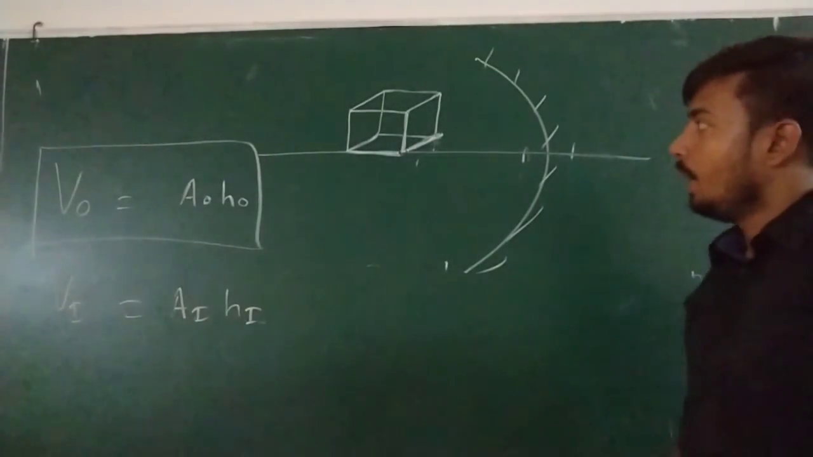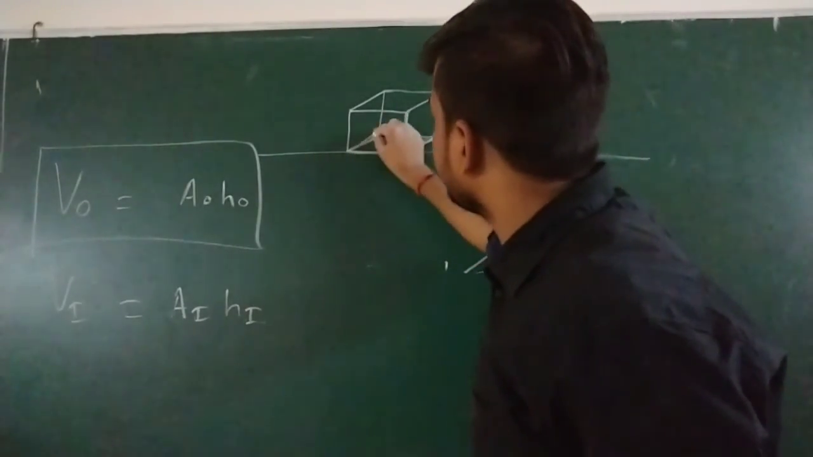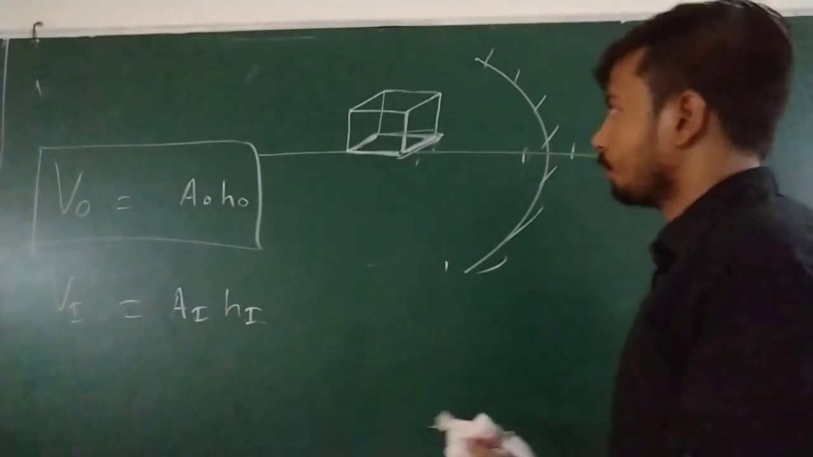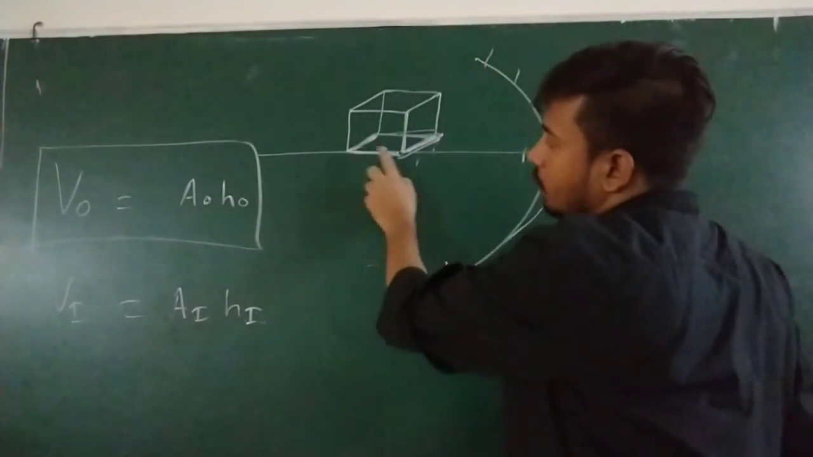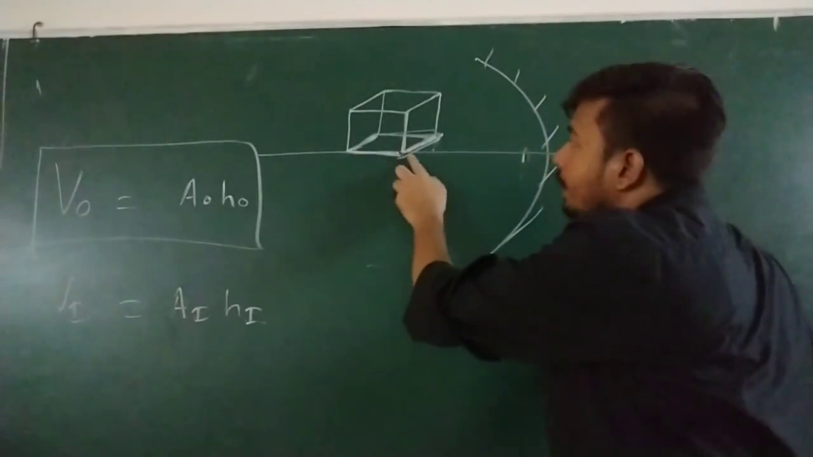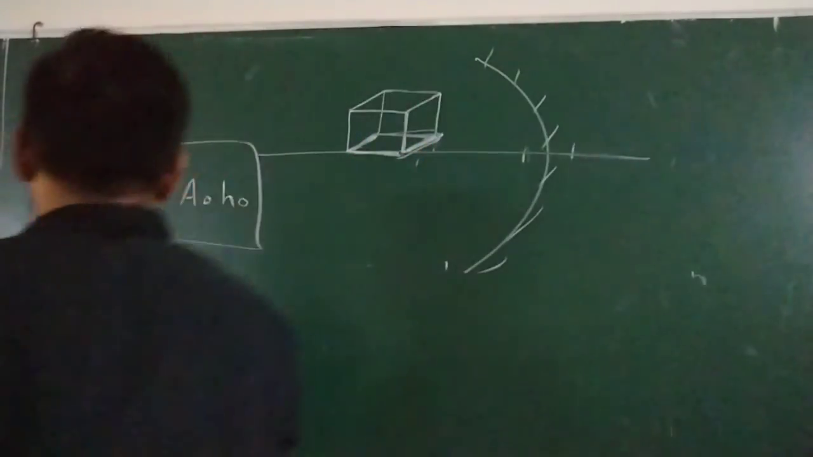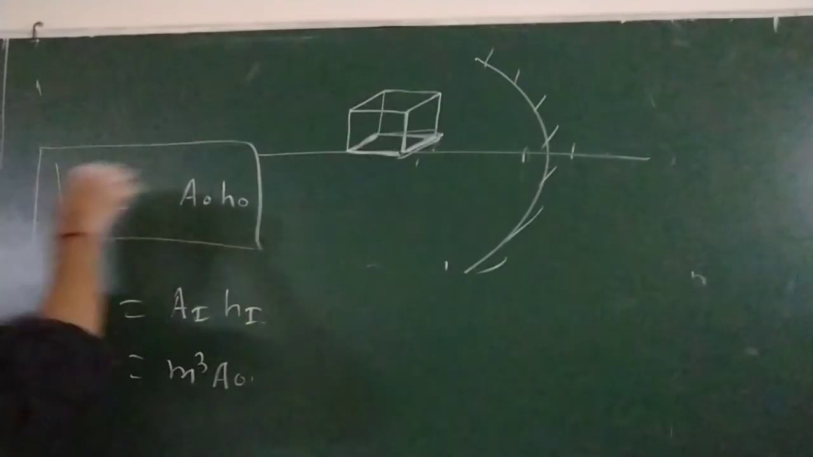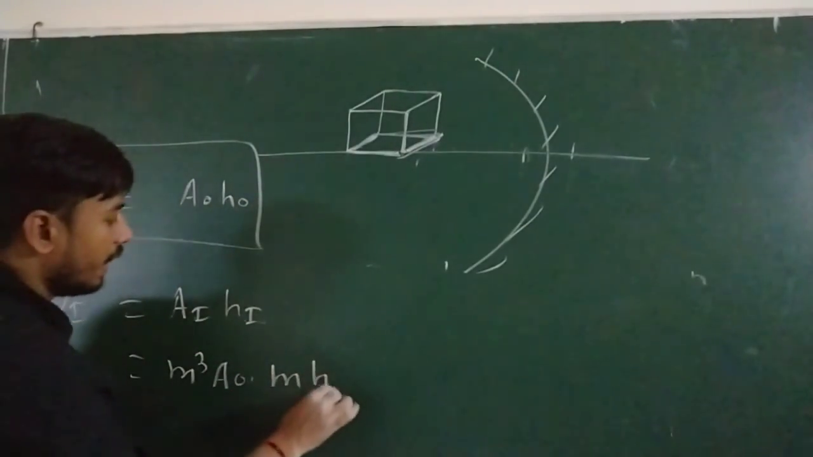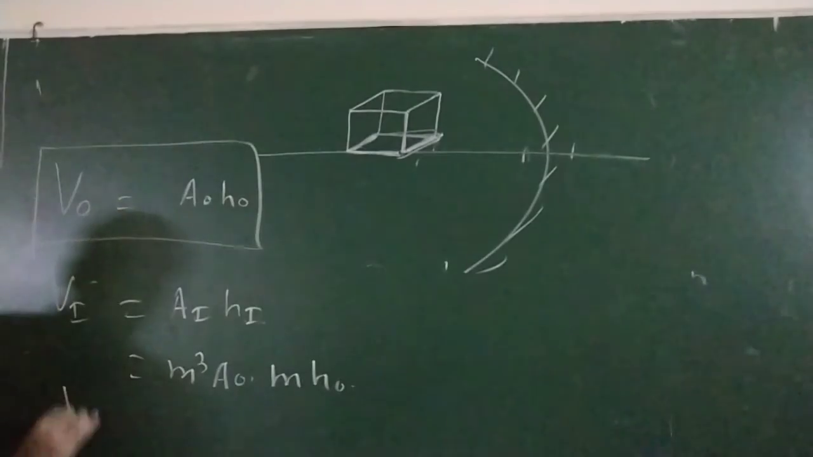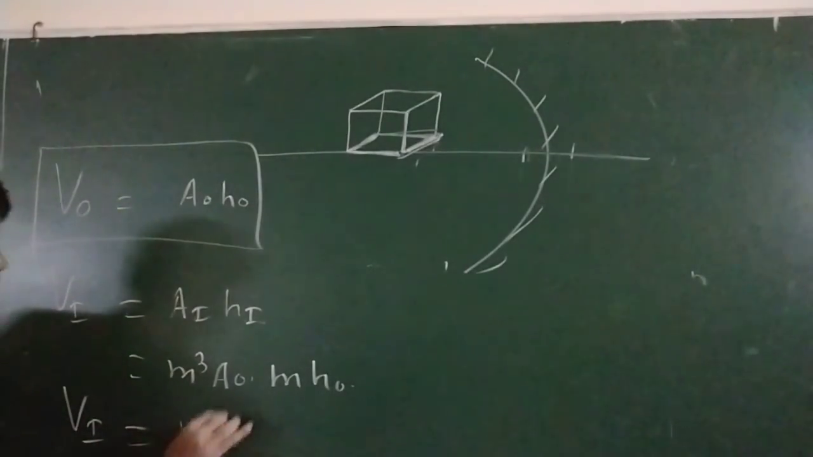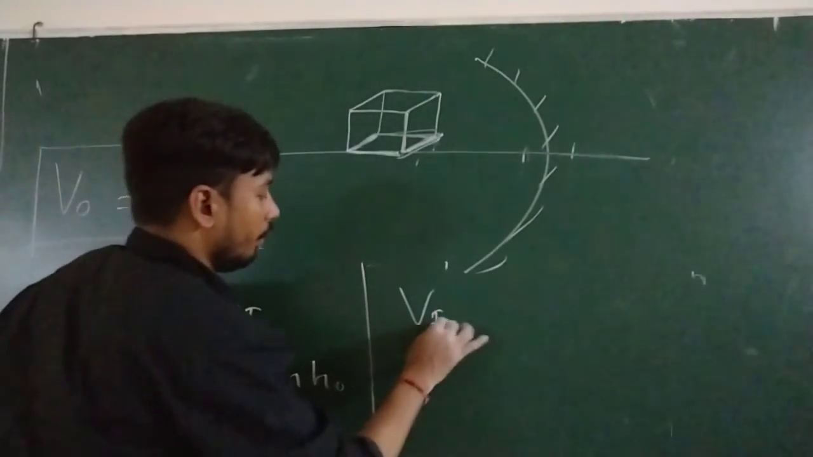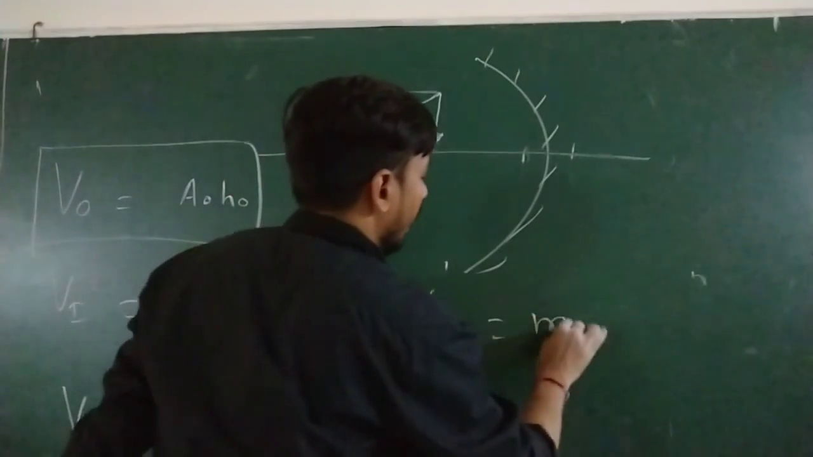So if you find this area into this height, this is the length. So the length is what? m square into L naught, and this is perpendicular, so m. So here area of image becomes m cube into area of object, and height of image is m into height of object. So volume of image is equal to m4 times the volume of object. So here the ratio becomes Vi by Vo is equal to m4.